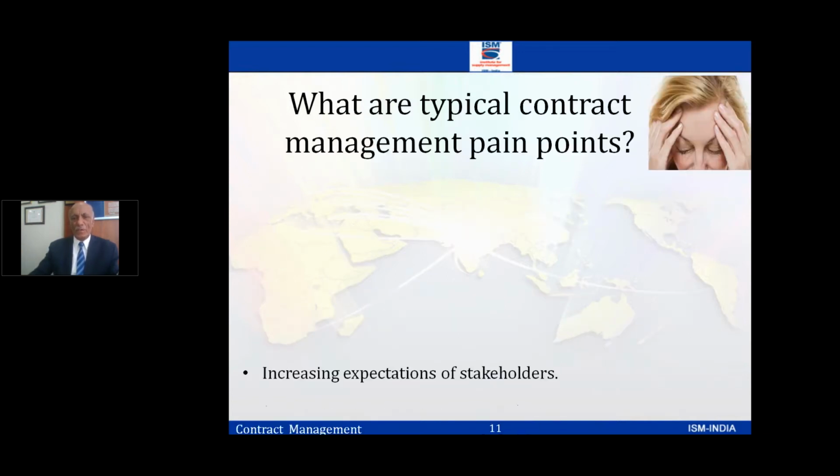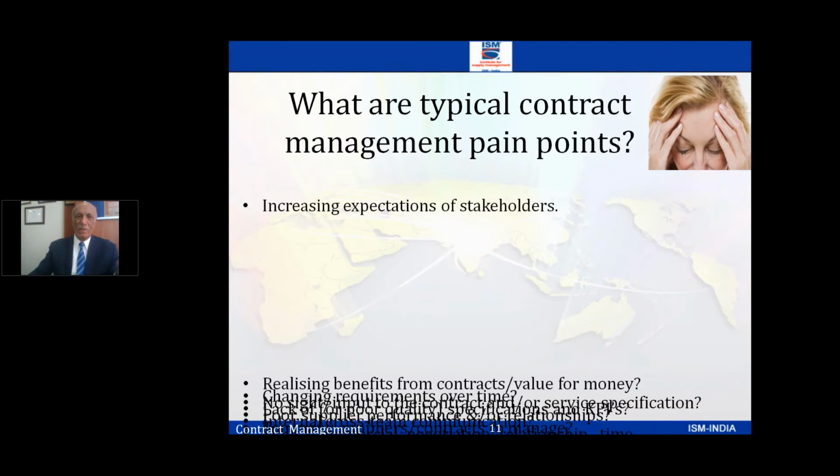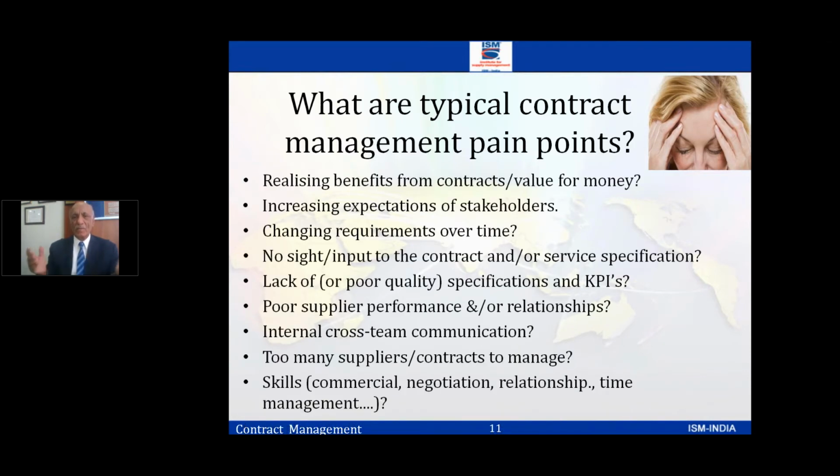Now the pain points which normally happen: the first is that you're not getting sufficient value from the benefits of the contract, the purpose for which you raised it, compared to what you had planned. The second pain point could be the increasing expectations of stakeholders. The third could be changing requirements over time. When you sign the contract, and the contract is for a year, over the period of a year, things are changing.